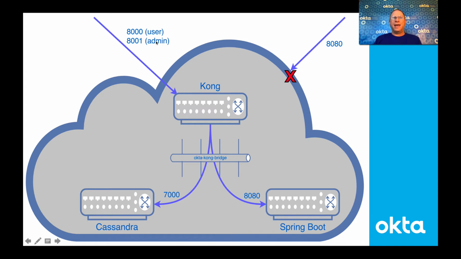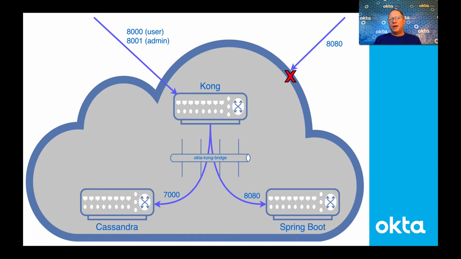That's the user and admin ports on the Kong API gateway. I could have even further restricted it by not allowing outside connections to the 8001 port, but for the purposes of demonstration, it's easier to let that through. But any direct outside connections attempted to my Spring Boot application are blocked by the network firewall rules here. So this satisfies those requirements that I talked about a couple of slides ago.